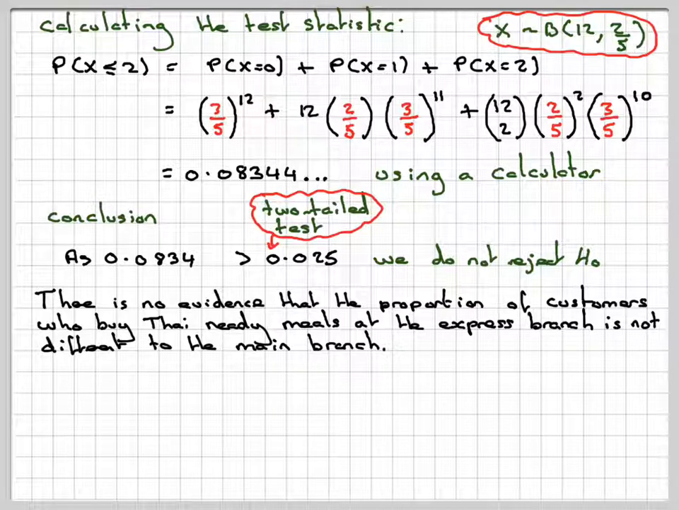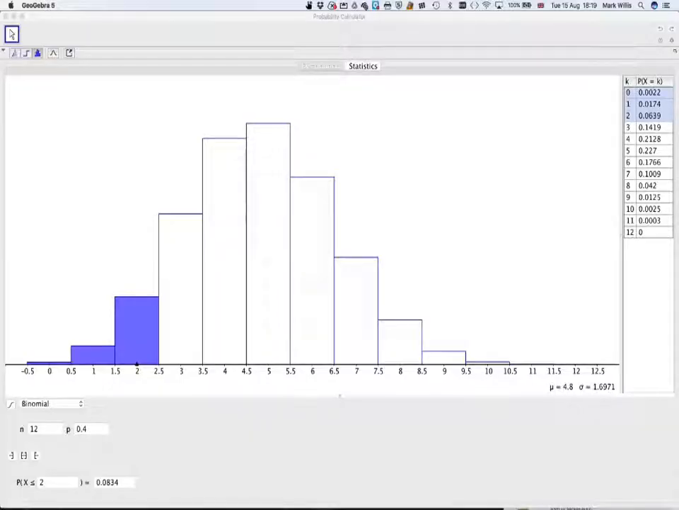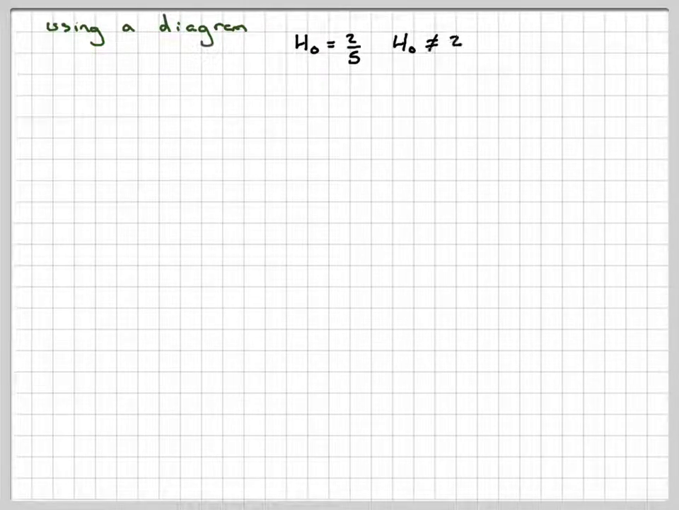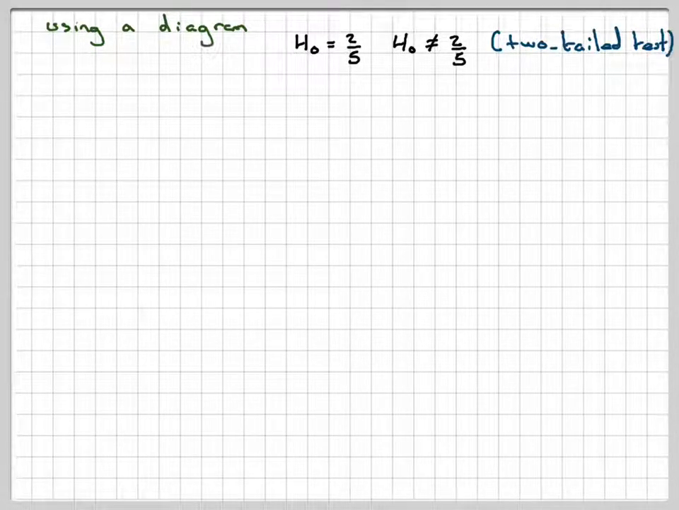Okay, what does that look like on a diagram? Well, if we go to GeoGebra, you can get to the probability calculator, ask for binomial, set it for 12, and 2/5 is 0.4. We want probability less than or equal to 2. We can see that we got the same value as GeoGebra at 0.0834. And what we are looking at is the two extremes, because it's a two-tailed test. So using a diagram, H0 is 2/5 and H1 is not 2/5, a two-tailed test.